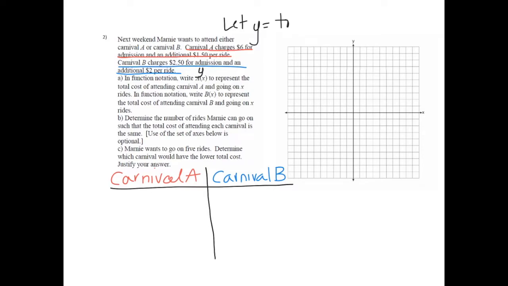total cost. Usually Y will be a total cost. And let X equal the number of rides. Remember, you look for the word per, and this says per ride, right? So usually what comes after the word per is what X stands for. All right, so keep that in mind.